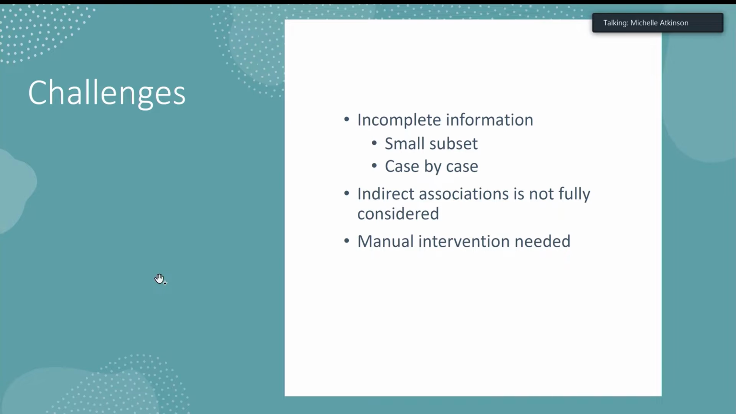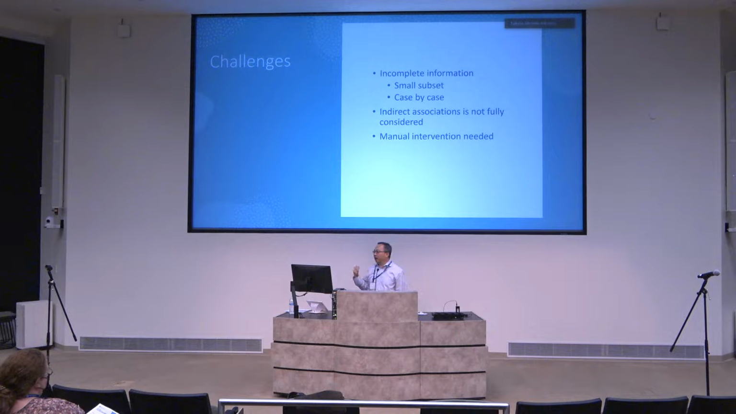But the challenge is, for example, that you have incomplete information. People focus on a very specific disease or a very small set of diseases, and the methods are also not generalized enough, focusing on a special population or cohort. There's also a very big challenge in how to predict indirect associations. There are always situations where you have to have some manual intervention for the computational approach.